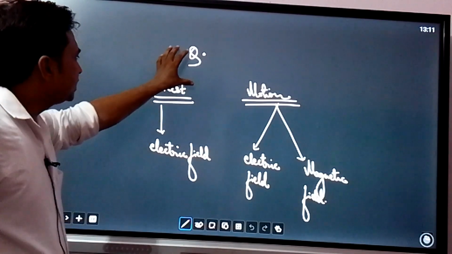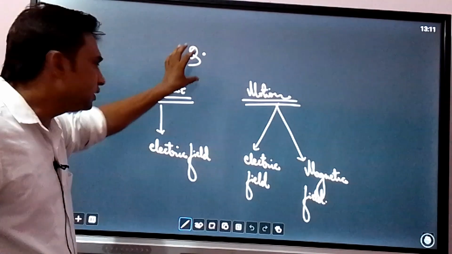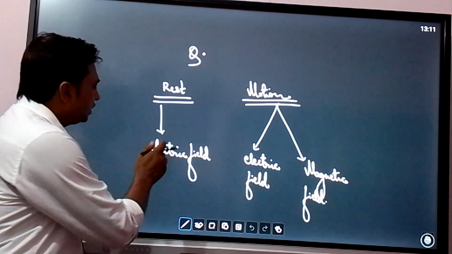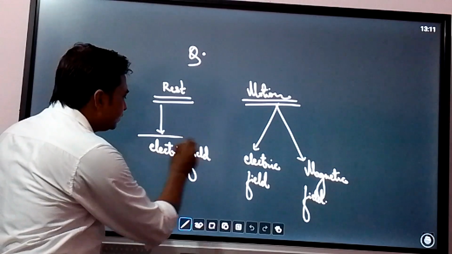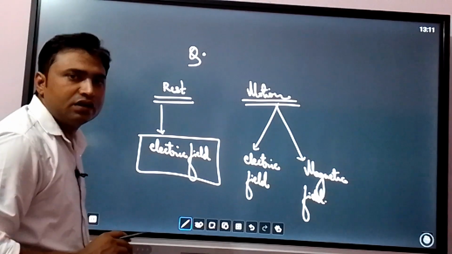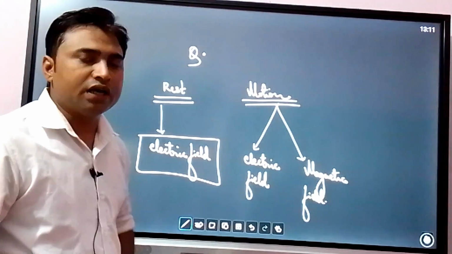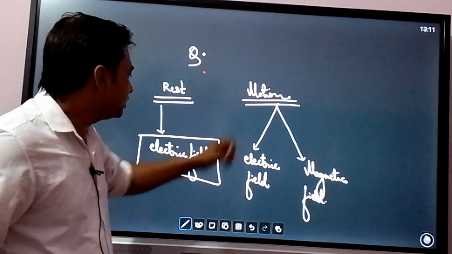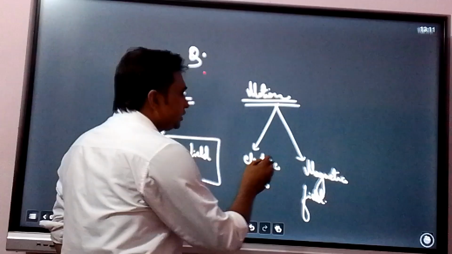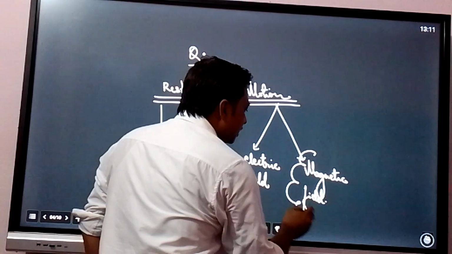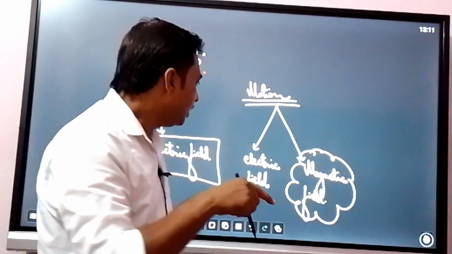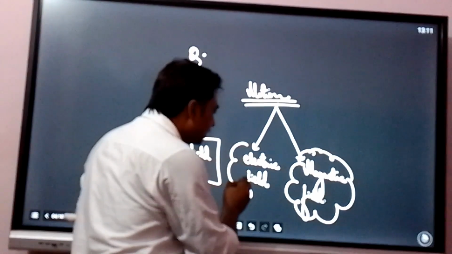So suppose there is a charge, and this charge is at rest. It means if there is a charge, there will always be an electric field. It will always create an electric field in its surroundings. But if this charge is in motion, then there will be a presence of a magnetic field. It will create a magnetic field around its surroundings, and it will also create an electric field.